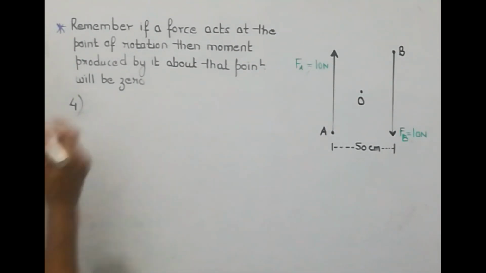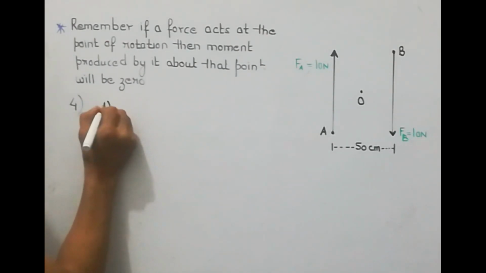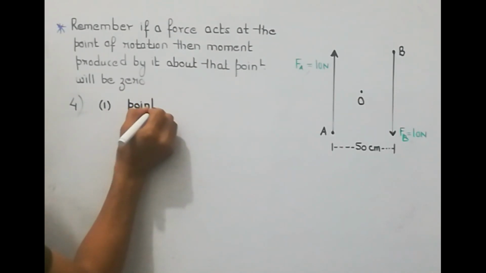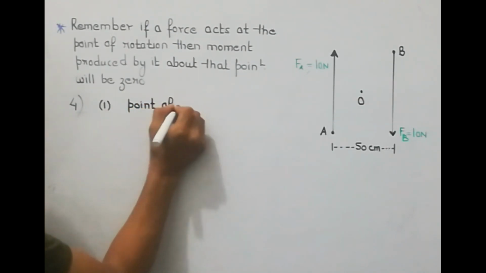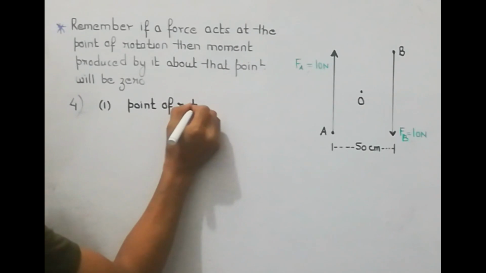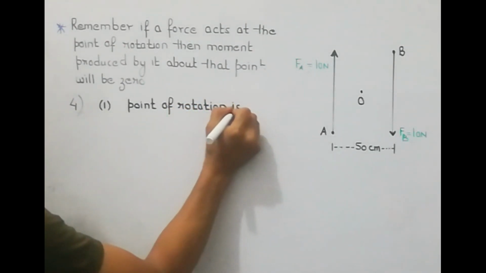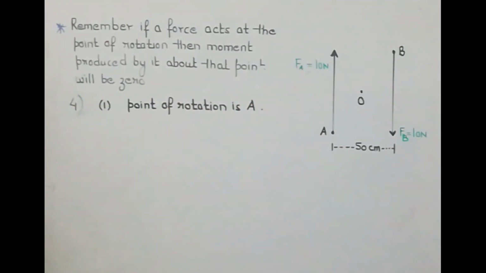Now in the first part, see this one. Point of rotation is A. Now how do we come to know that the point of rotation is A? Because they are asking you to calculate the resultant moment about the point A. So that means A is the point of rotation in the first part.